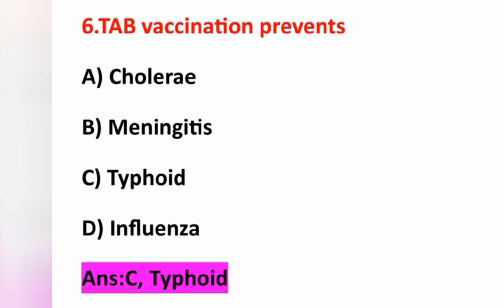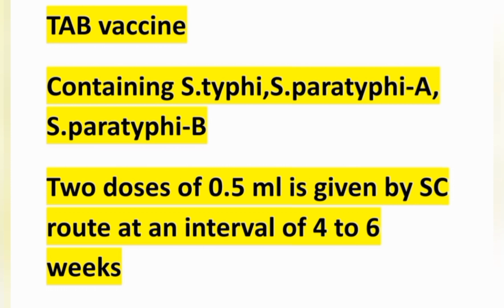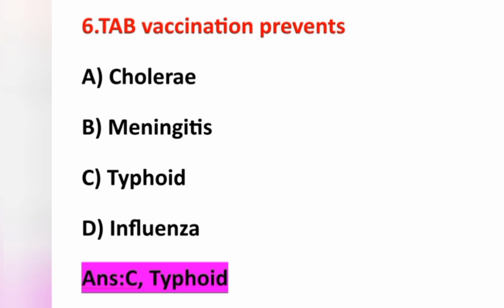Typhoid fever is also known as enteric fever, and is caused by Salmonella typhi. Here the vaccine contains Salmonella typhi, Salmonella paratyphi A and Salmonella paratyphi B, and two doses of 0.5 ml vaccination are given by the subcutaneous route at an interval of 4 to 6 weeks. That is the vaccination. Here the question is the vaccine given to prevent typhoid fever.